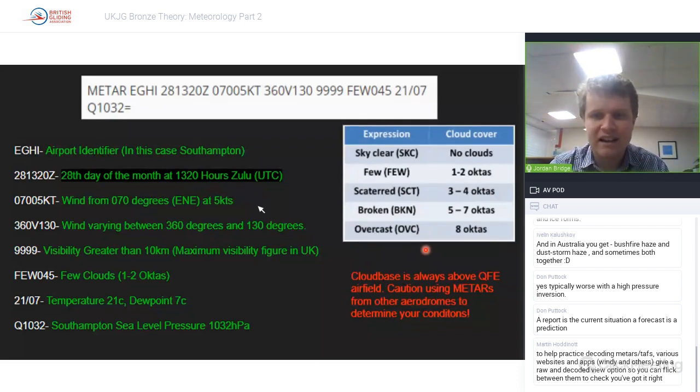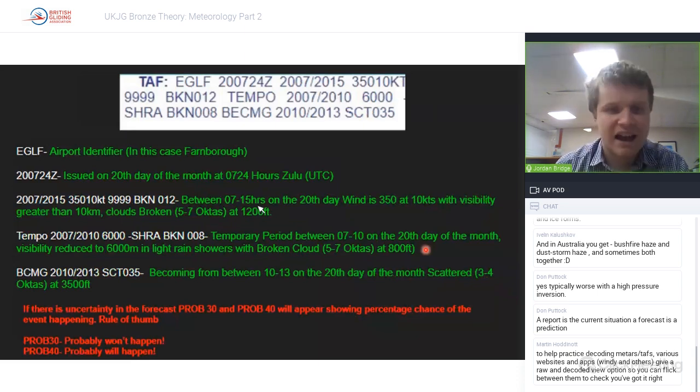If there is uncertainty in the forecast, then probabilities might come in. But let's have a look at that, because as we look at a TAF, a terminal aerodrome forecast, we're going to look at something very similar.